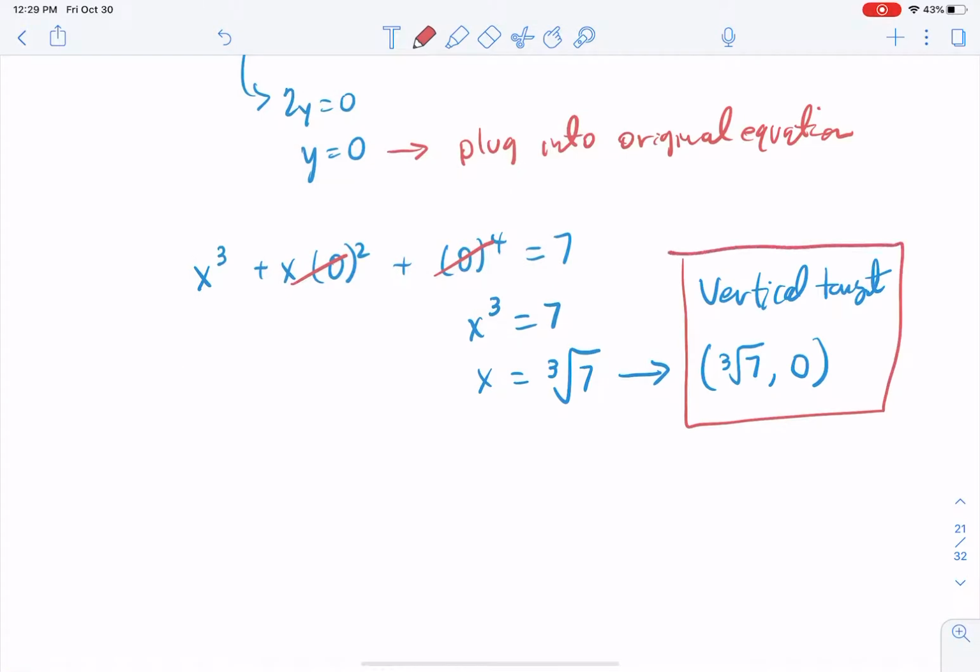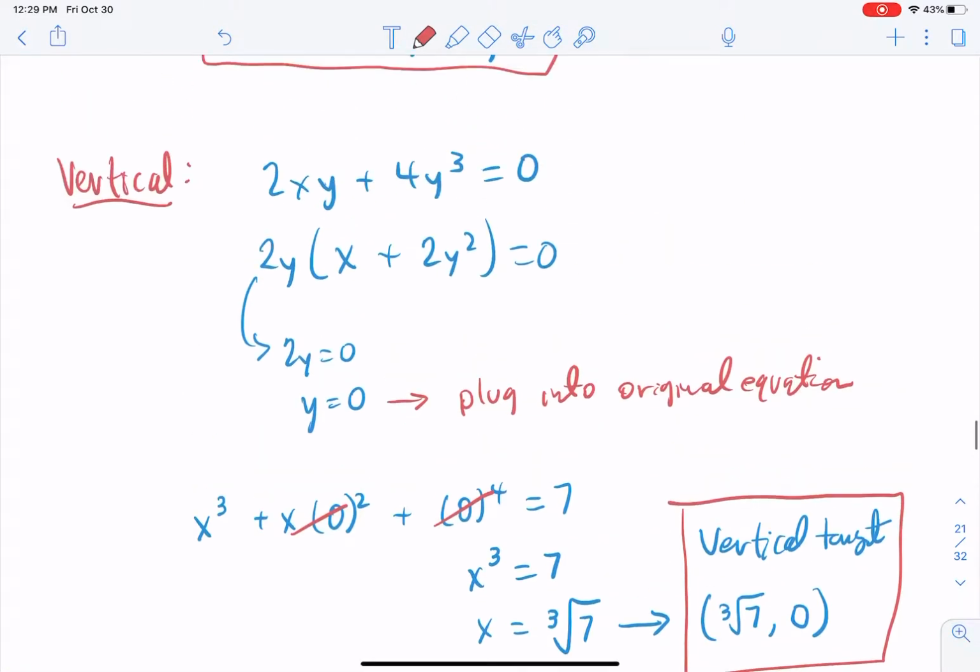Hooray! And we're not done yet either, because there was another possibility. There was this one. Maybe x plus 2y squared is equal to 0. Huh? Well, now what? You can't factor this one like we could with that thing. So what do we do? We do exactly what we just did right here. I had to plug this value into the original equation.